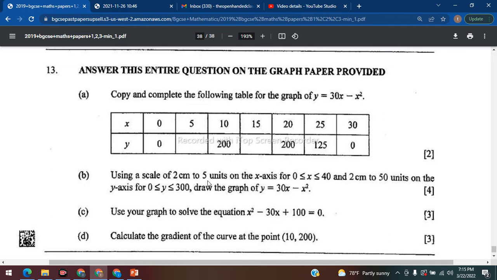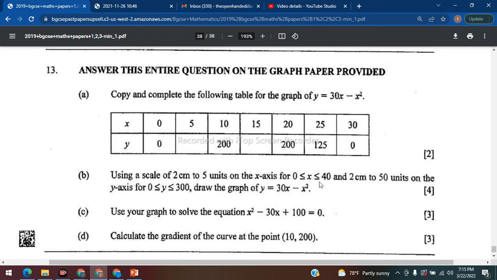All right. But that's for the x-axis. And for the y-axis, every 2 centimeters is 50 units. Right? So that would make sense. So 2 to 5 and 2 to 50. And so x is going to be from 0 to 40. That makes sense because x only goes from 0 to 30. Right here, the highest x value is 30.